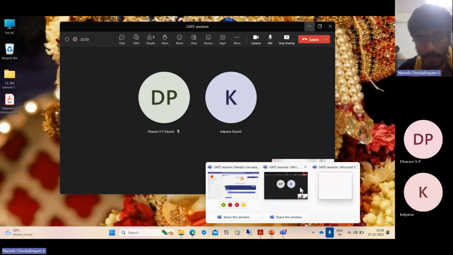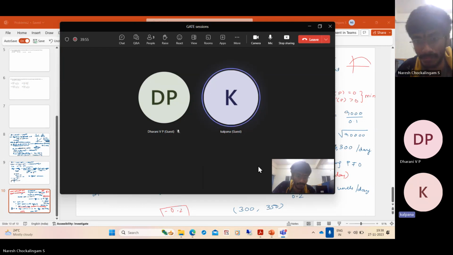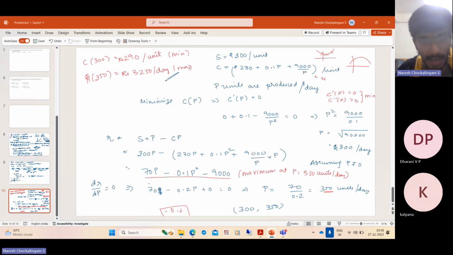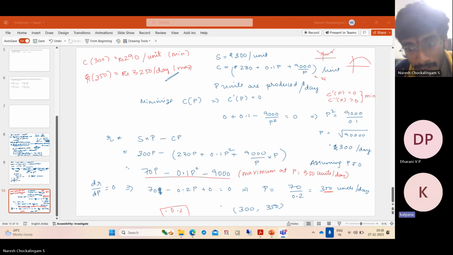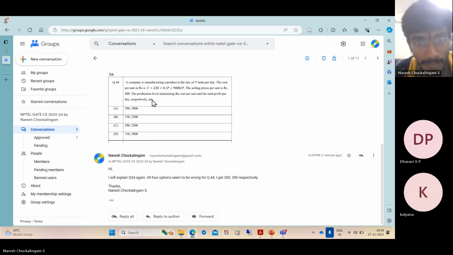Is that okay? Do you get it? So we are taking R as profit, right? Yes, R is profit. They are asking cost should be minimum. Yes, in that case, cost should be minimum. Okay. So you are maximizing the profit so that the cost should be minimum.